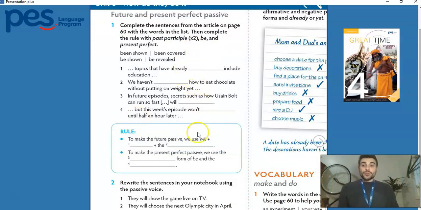You need to complete the rule over here with the expression past participle twice, the verb be, and the present perfect. So we have 4 spaces here in the rule, and you are going to use these four expressions: past participle twice, the verb be, and the expression present perfect. Pause the video here, go to the rule, read the sentences, and try to complete with the expressions. Then come back here for us to check. Good? Go on.